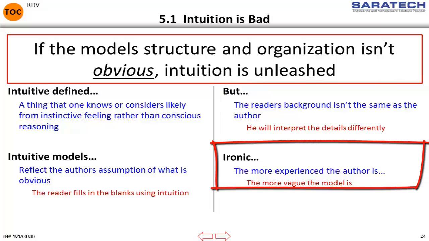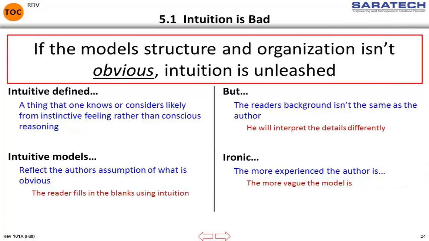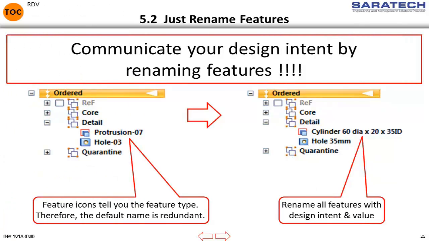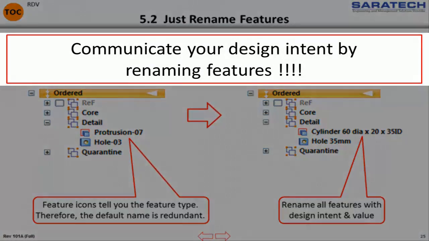What is truly ironic is that power users are often the worst culprits of creating intuitive solid models. The more experienced the modeler, the more likely they are to have developed an entire repertoire of shortcuts and workarounds. Part of the purpose of a solid model is to communicate design intent. There is one single step required to replace intuition with conscious reasoning in a model. Rename features as they are made.